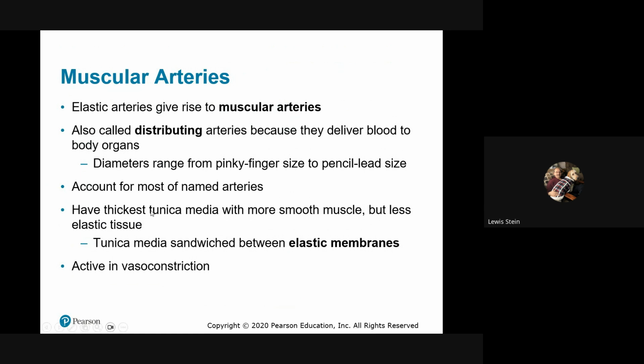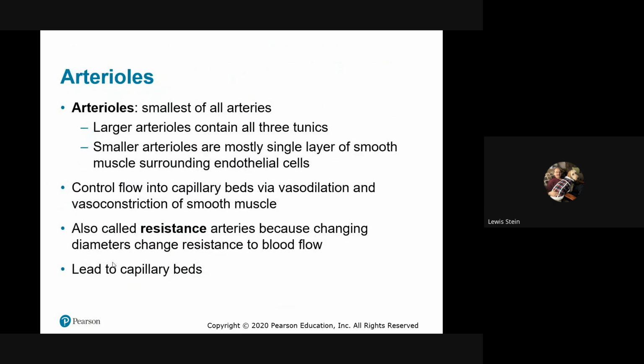Named arteries have a thick tunica media, but less elastic tissue. They have a certain amount of elasticity as they're sandwiched. They are very active. We can control blood flow, not necessarily close them off, but control flow. And then we get to the arterioles. The very presence of that suffix implies you can't see it with the naked eye. The same with venules.